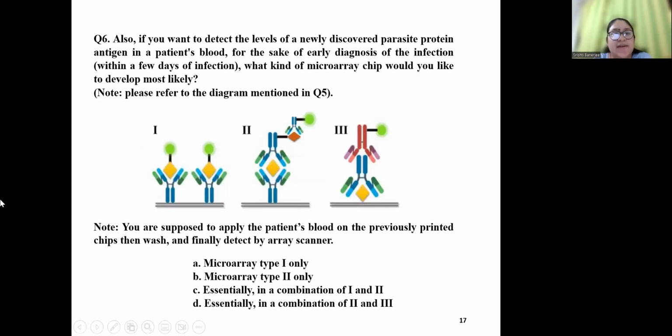Okay. Now, a slightly tricky question. So just read it and let's discuss what could be the answer. Any guesses for this answer?